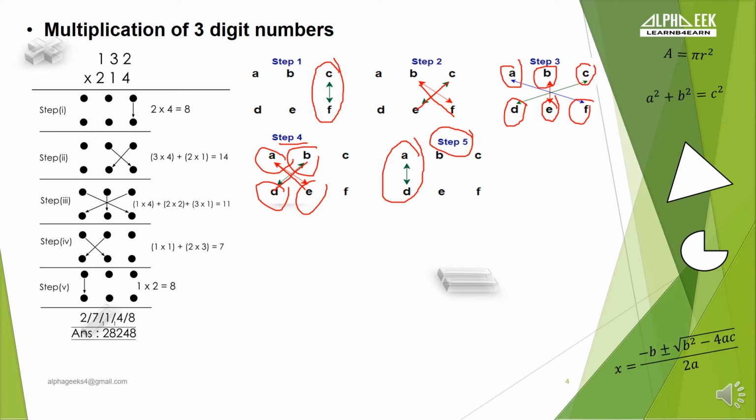So let's move towards an example. So here we have an example, 132 into 214. Cool. So we'll start with step 1. Step 1 will be 4 into 2, the multiplication of the units places.